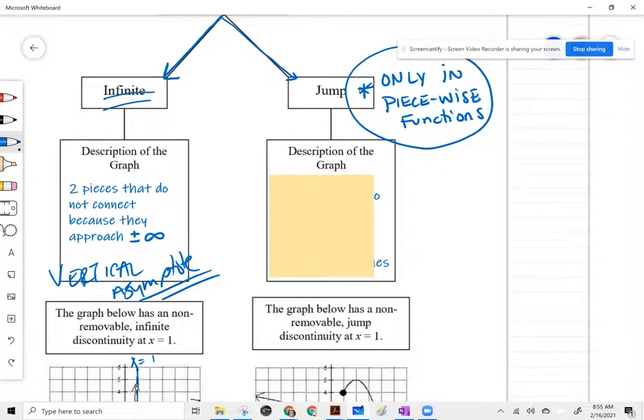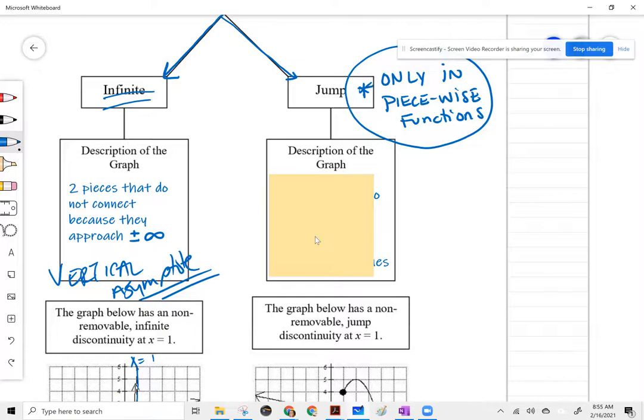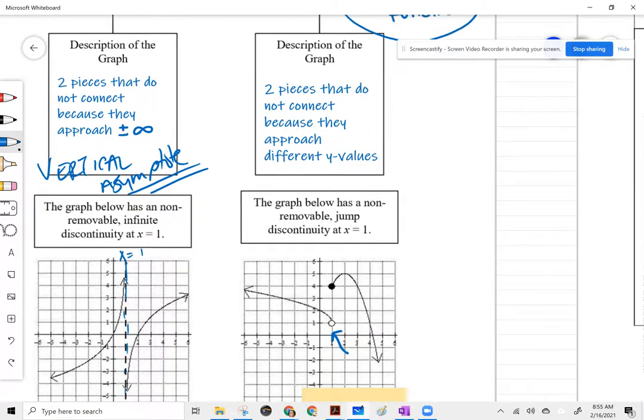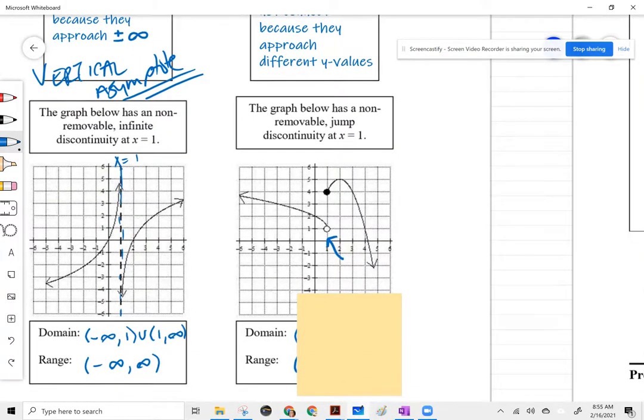So let's take a look at jump. Jump discontinuity is when two pieces do not connect because they approach different y values. So let's take a look at what's happening here. This graph below has a non-removable jump discontinuity, and it makes sense because there's a jump in those y values, right? So the x is at 1, the y is 1 here, and then the y is 4 here. So that makes sense. It looks like there's a jump.